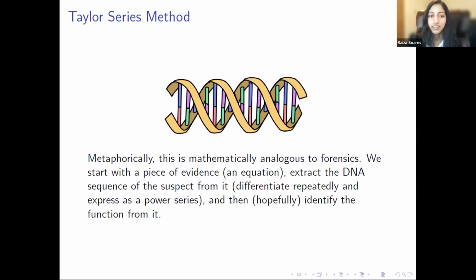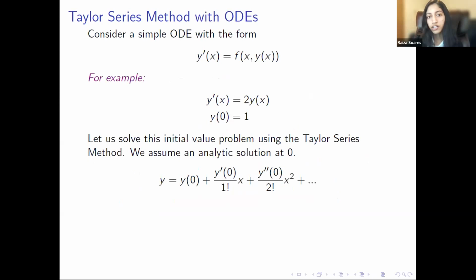That means we start with a piece of evidence, in our case an equation, and then we extract the DNA sequence of the suspect from it by differentiating repeatedly to express the power series. Then hopefully from the power series expansion, we can identify the function. So I'll go through this method with a very simple ordinary differential equation that we've all seen before.